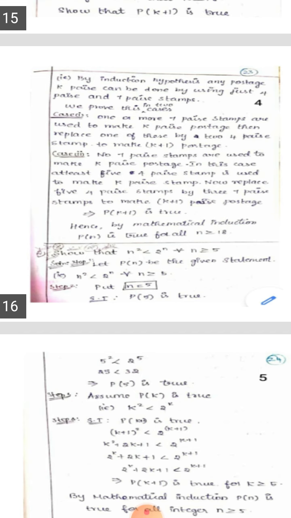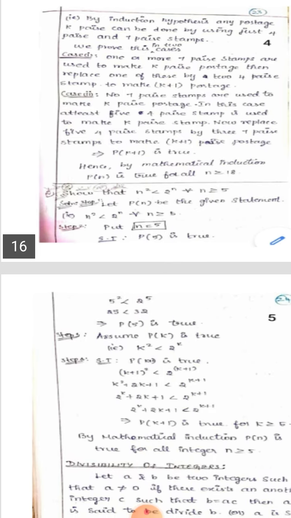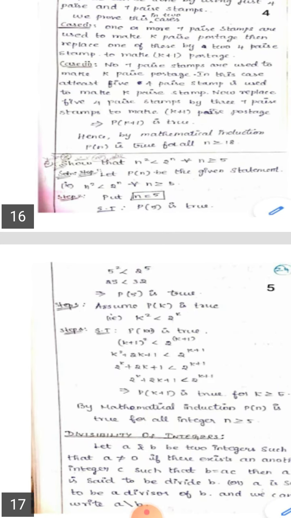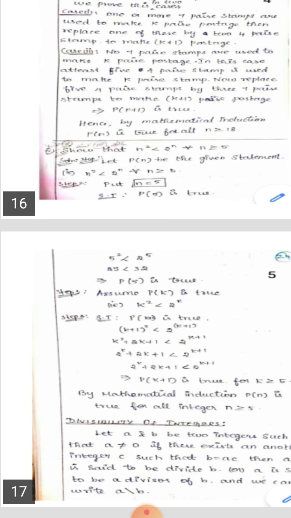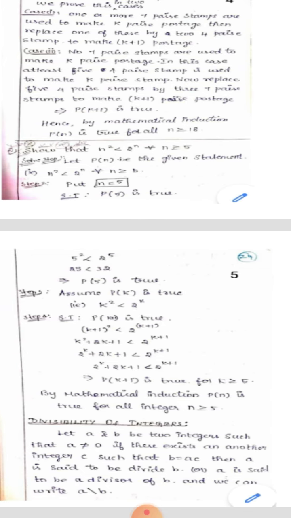First, we have to show P of 5 is true. So put n equal to 5: 5 square is less than 2 power 5. What is the value of 5 square? 25. 25 is less than 32. So the first case, P of 5, is true. Next, we assume P of k is true. That is, k square is less than 2 power k.